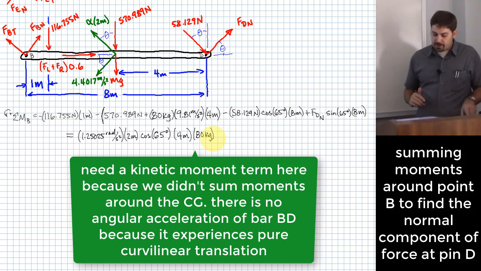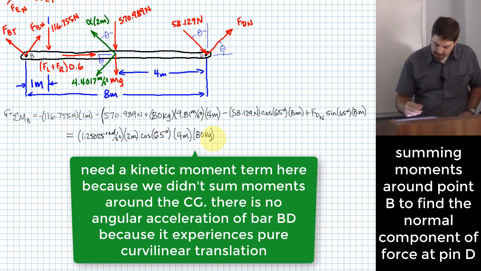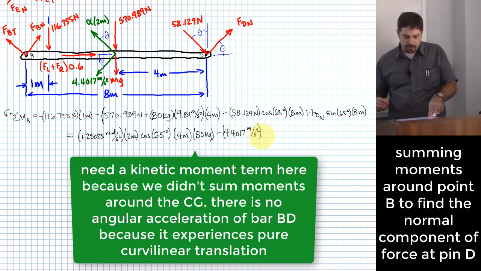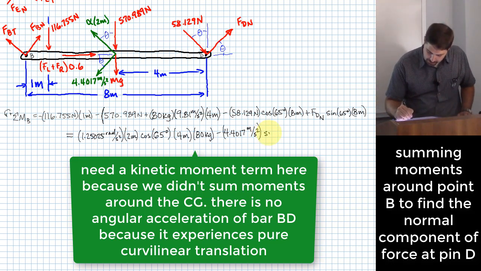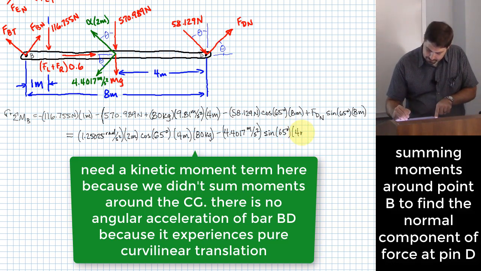I also need to look at the component of this that comes about because of the centripetal part, which happens in the opposite direction, the clockwise direction. So I subtract 4.4017 meter per second squared. I don't want all of that. I want only the part that points downward, so I multiply it by the sine of 65 degrees. I multiply that by the length of 4 meters and the mass of 80 kilograms.